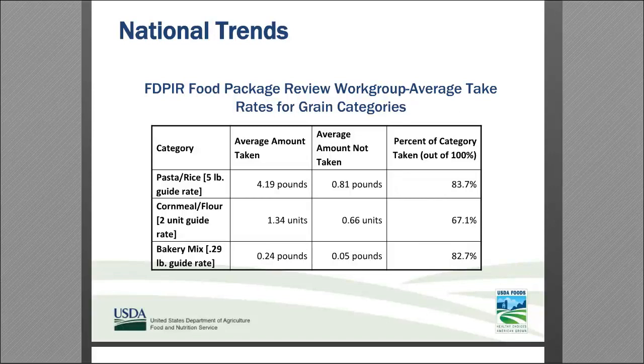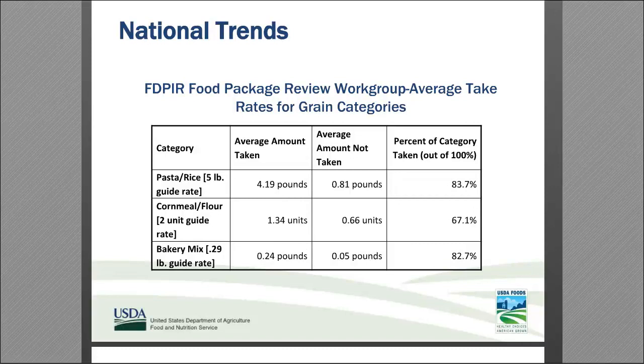Another way we've been able to use the data collected from the inventory calculators is to provide supporting data for the FDPIR Food Package Review Workgroup. This November, the workgroup met, and one of the topics of discussion was the grains available in the food package. The chart above provides the average take rate per FDPIR participant across the nation for the 3 food package categories listed: pasta rice, cornmeal flour, and bakery mix.